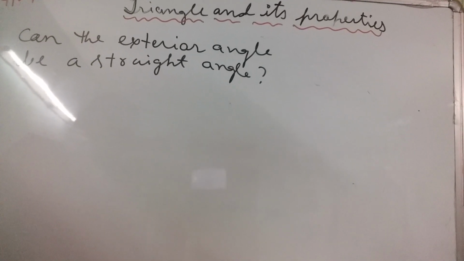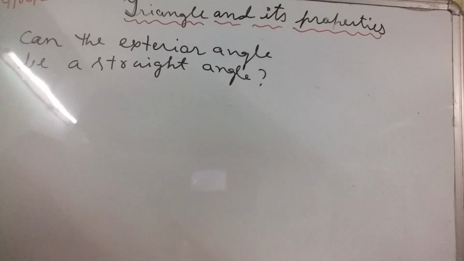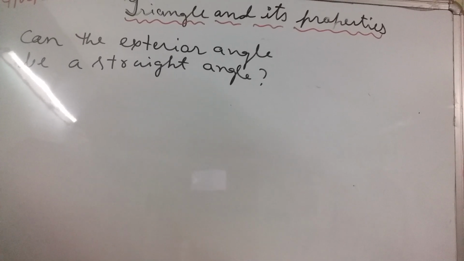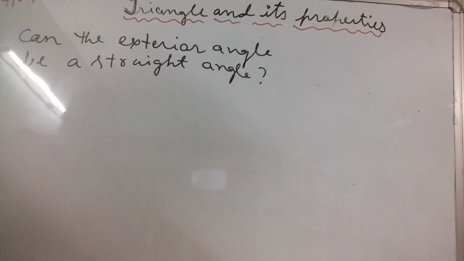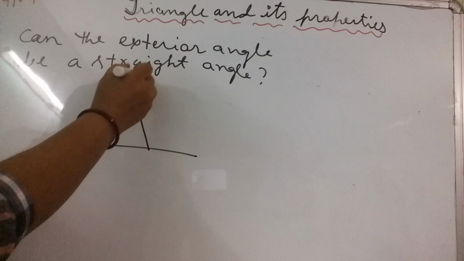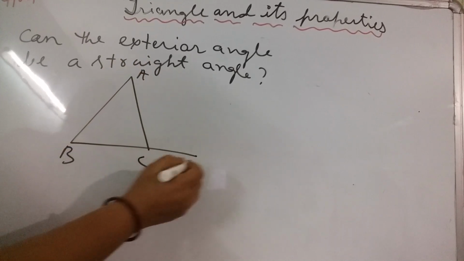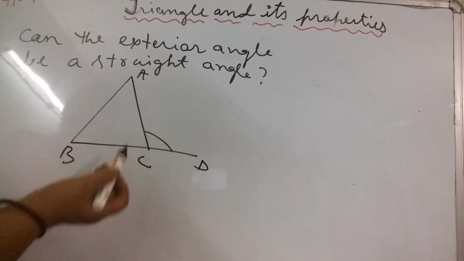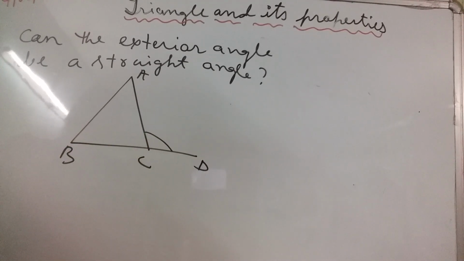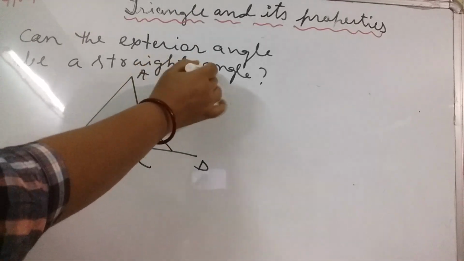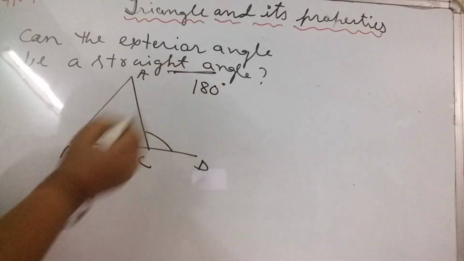Can the exterior angle be a straight angle? Is it possible that the exterior angle of a triangle will be a straight angle? Let's take an example. ABC is a triangle and this angle ACD. Can this angle ACD, in any case, be equal to a straight angle? Straight angle means how much? It is 180 degrees.